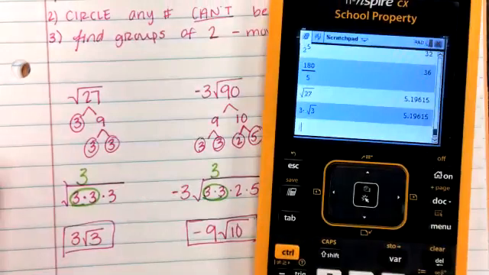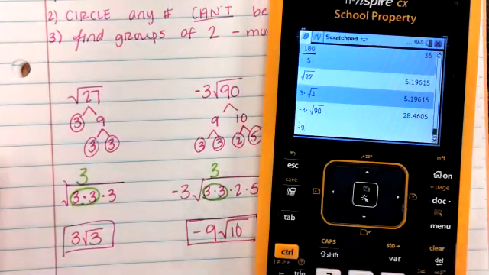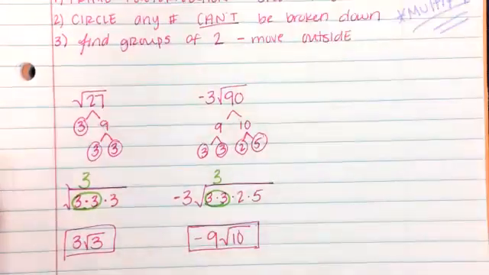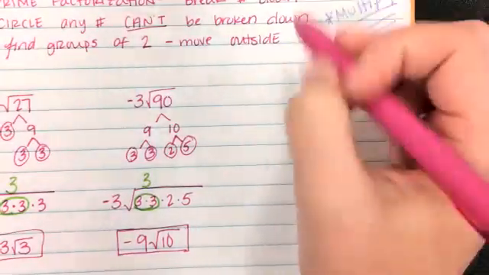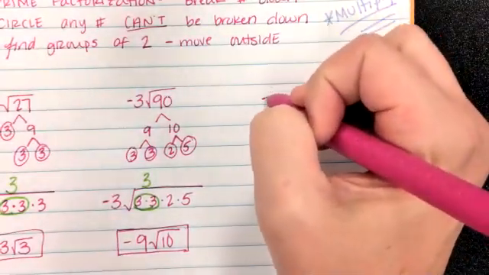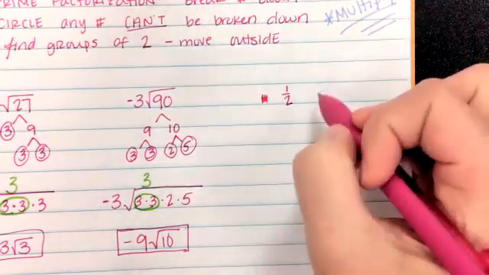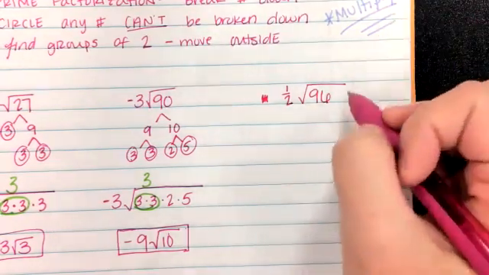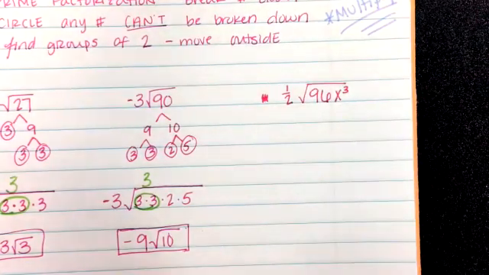Are they the same thing? -3 square root of 90 and -9 square roots of 10. Very good. Okay. All right, let's do one more. Let's see here. Nope, no negative. We'll just make it positive. Sorry. 1/2 square root 96 x to the 3rd. I promise it's not any harder.